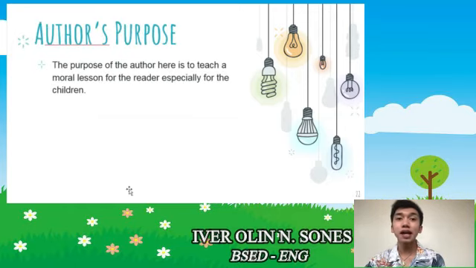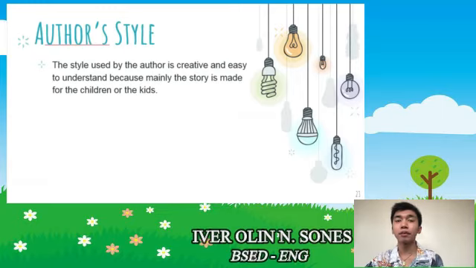Author's purpose, it is the reason an author decides to write about a specific topic. The author's purpose here is to teach a moral lesson to the reader, especially the children. Author's style, the style used by the author is creative and easy to understand because the story is mainly made for children and kids.